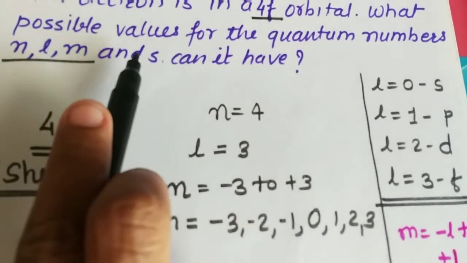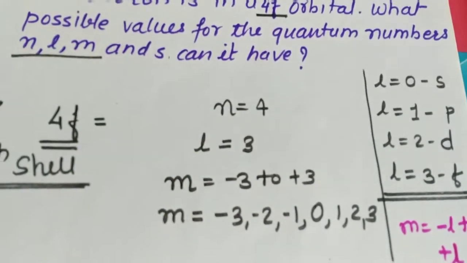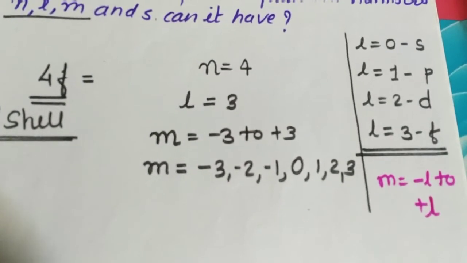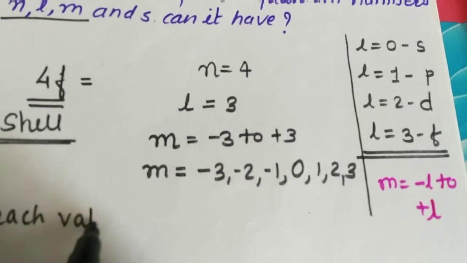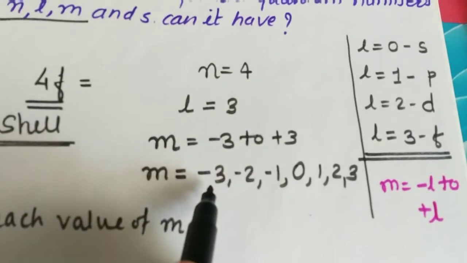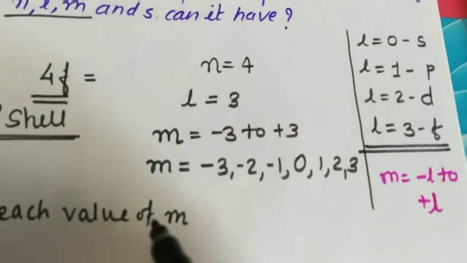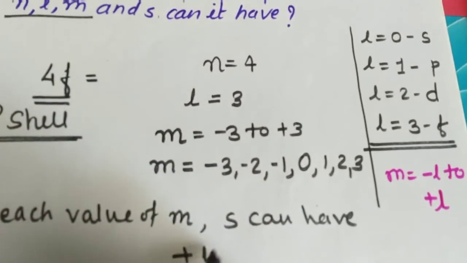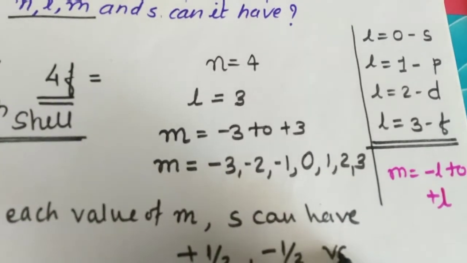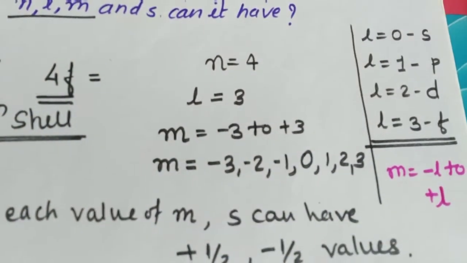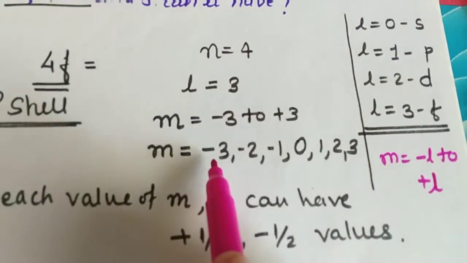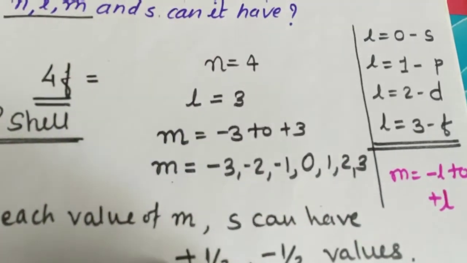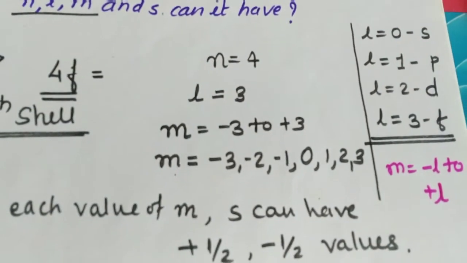Now the last one: they asked us for the value of s. s stands for spin quantum number. So we will say that for each value of m, for minus 3, minus 2, minus 1 and so on, s can have plus 1 by 2 and minus 1 by 2 values. It means each value of the magnetic quantum number will have these values, and in this way, students, you need to solve the questions.